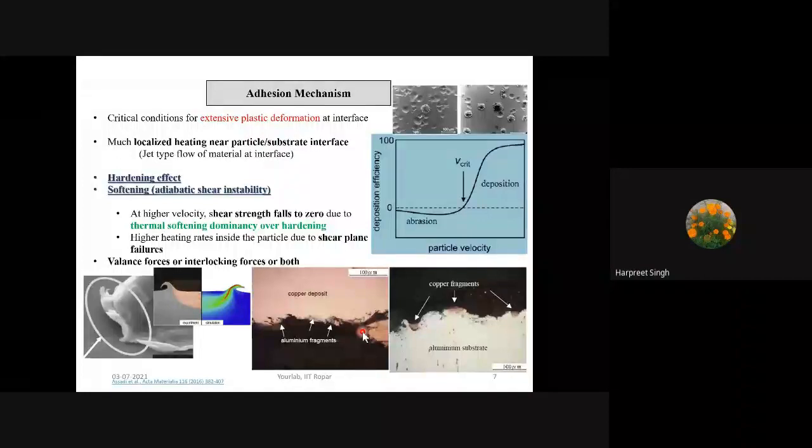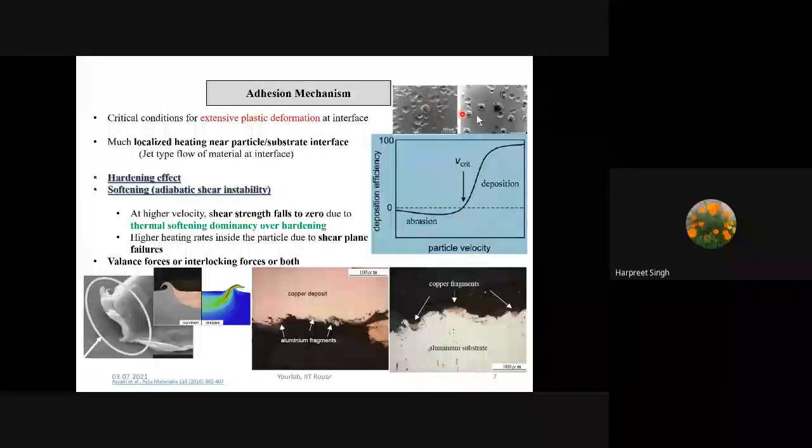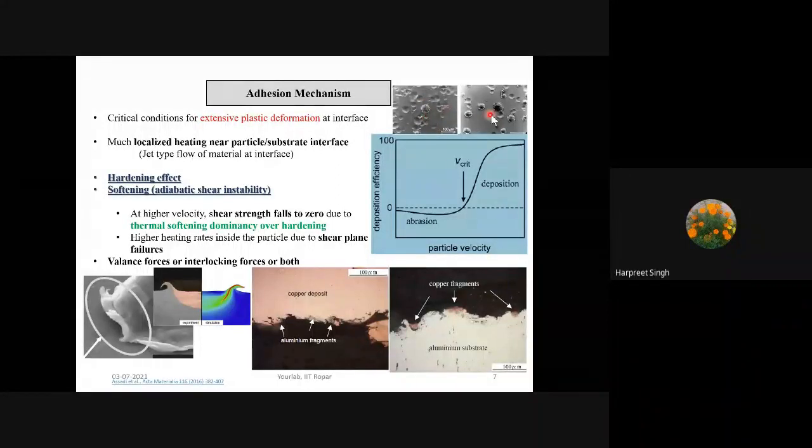Now coming back to our understanding. Why this SEM? As I said, SEM we have used basically to understand the adhesion mechanism. Now, adhesion mechanism is a challenge, right? So still people are debating how things happen. So, one thing is that we will need some kind of critical conditions for this extensive plastic deformation at the interface. When the particles come here, for example, here you can see this is an SEM image, right?